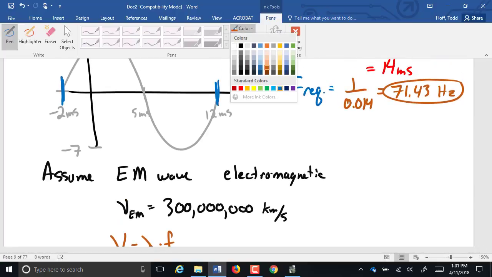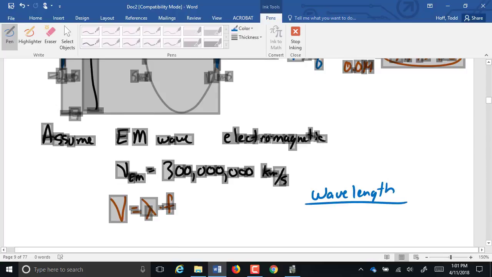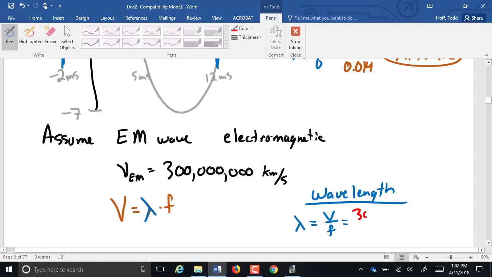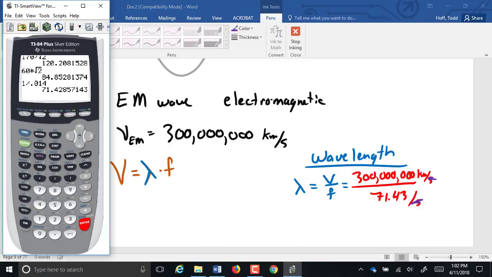So if I wanted to know the wavelength of this wave, that's the lambda, right? That wavelength is going to be equal to the velocity divided by the frequency. We know the velocity, 300,000 kilometers per second, divided by 71.43 per second. The per seconds are going to cancel out. We're going to be left with kilometers. So 300,000.